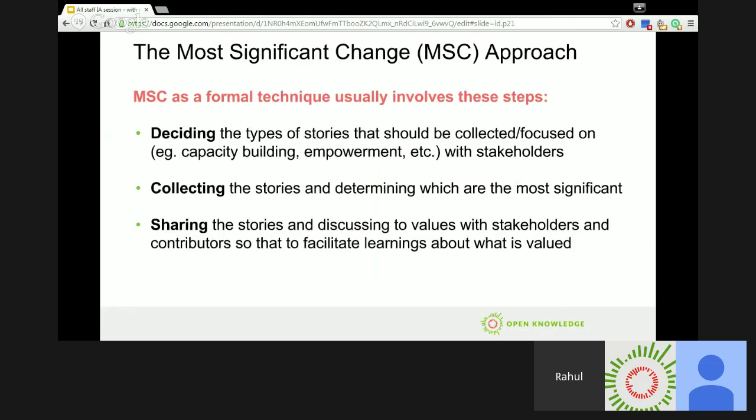So slide 15. The basic steps of this kind of approach are deciding the types of stories that should be collected, collecting the stories and determining which are most significant, and then sharing those stories and discussing the values with stakeholders and contributors, so it can facilitate learnings in a better way. And there can be a shared understanding about what is valued for the project or the program. From an M&E perspective, this method can help track stories of change related to less quantifiable issues, such as capacity building and skill changes, attitude changes, things like that.